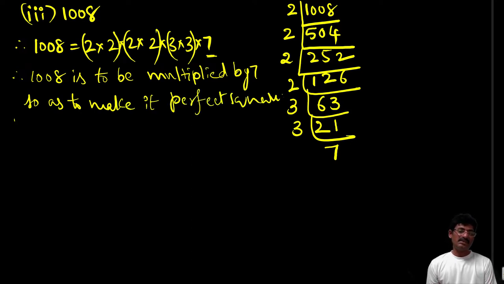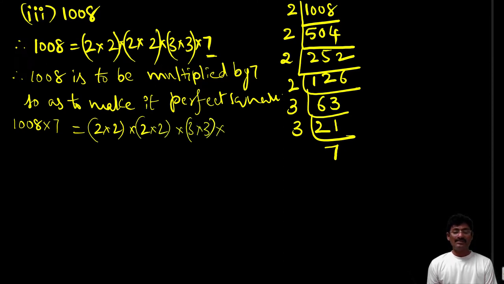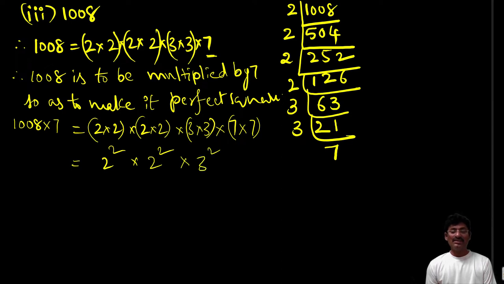Now let us multiply with 7. So 1008 times 7. This is equal to 2 times 2, then again 2 times 2, then 3 times 3, then times 7. This is for 1008. And then times 7, so that it will be paired. So this is equal to 2 into 2 means 2 square. Again this is 2 square. Then 3 square. Then 7 square. So this is equal to 2 times 2 times 3 times 7 whole square.